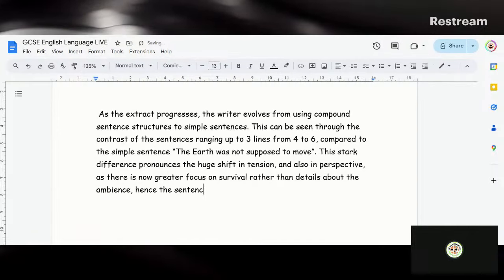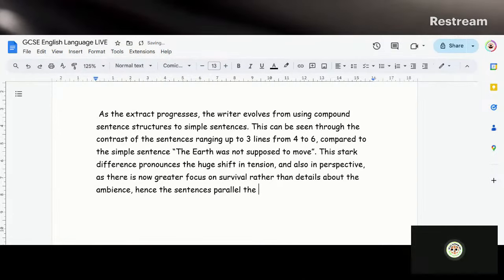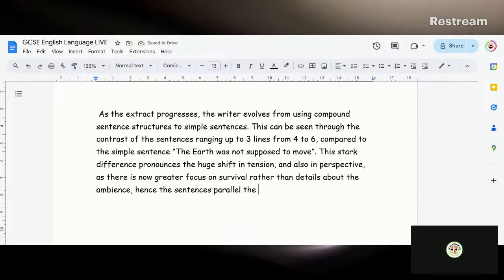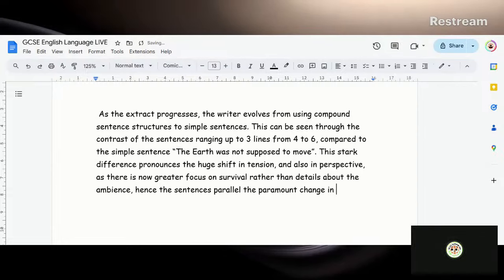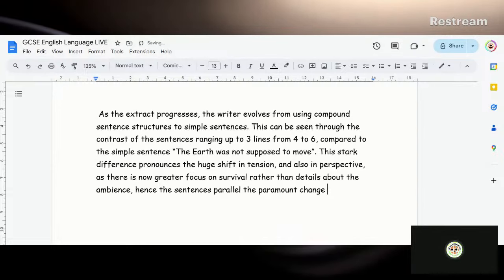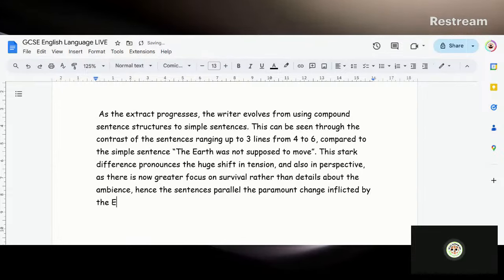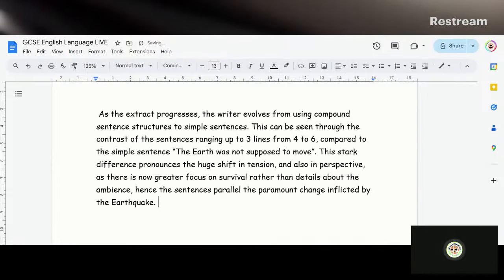Hence the sentences parallel the paramount change inflicted by the earthquake. Okay, so that's just another quick paragraph that you can mention, talk about the sentence lengths.